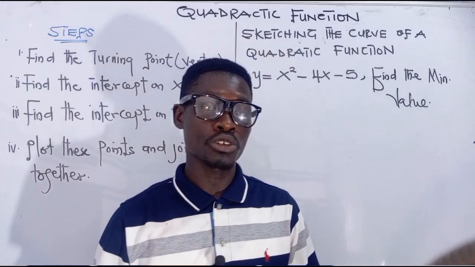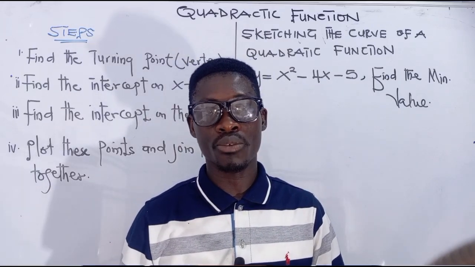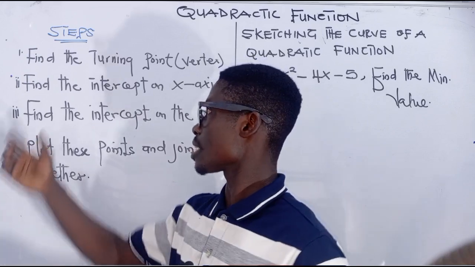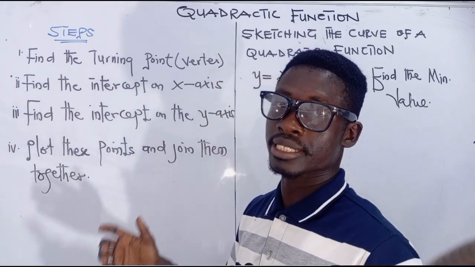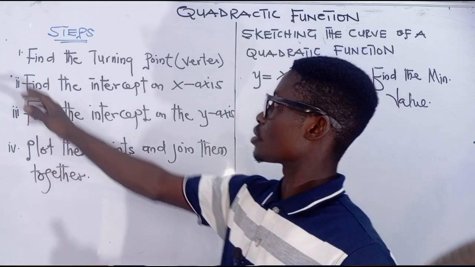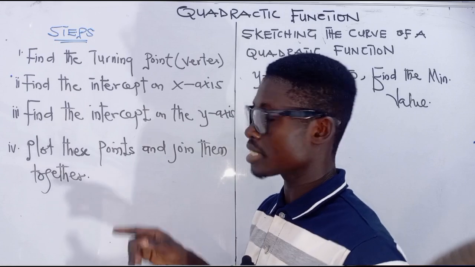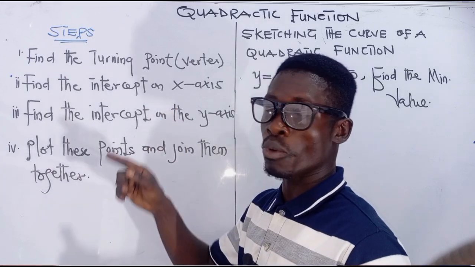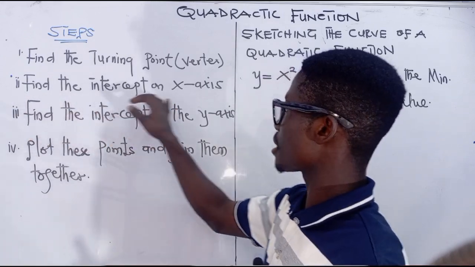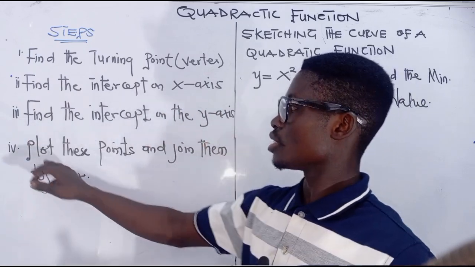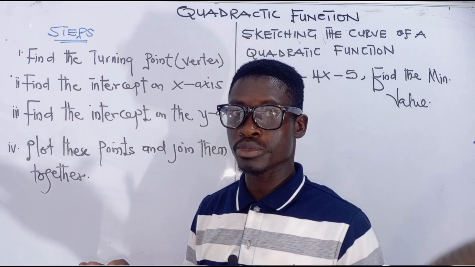So we want to learn how to sketch the curve of a quadratic function. And in doing that, we are going to follow these steps to help us sketch these curves. So the first thing is to find the turning point of the curve, that is the vertex. You find the turning point, and then you find the intercept on the x-axis, you find the intercept on the y-axis, you plot these points, and then we join them together.